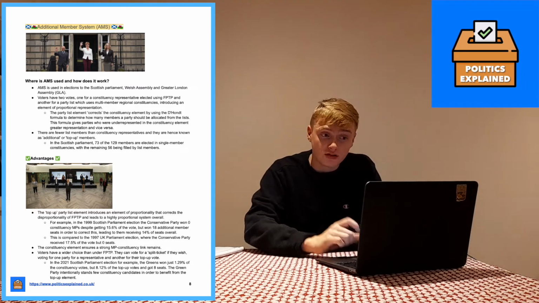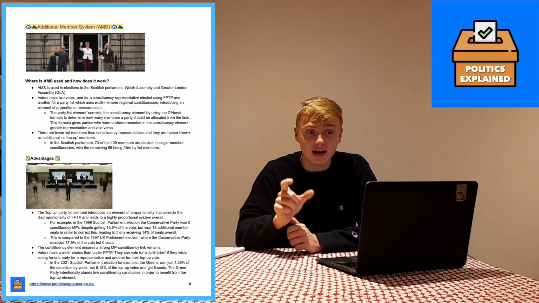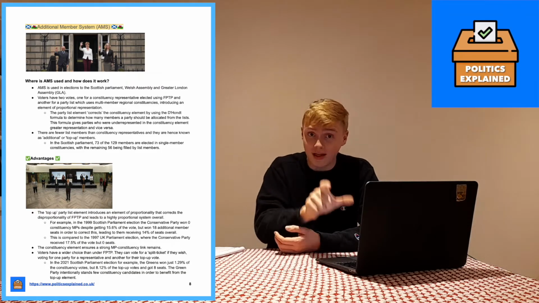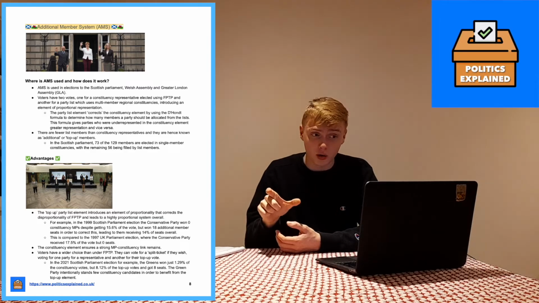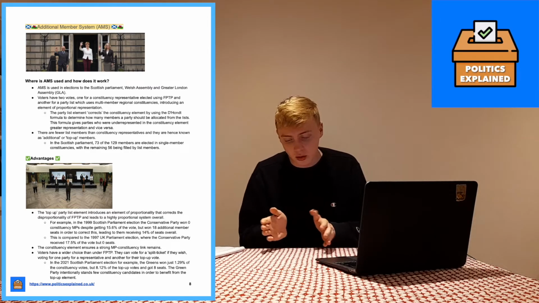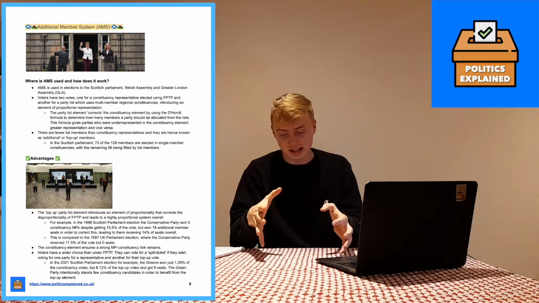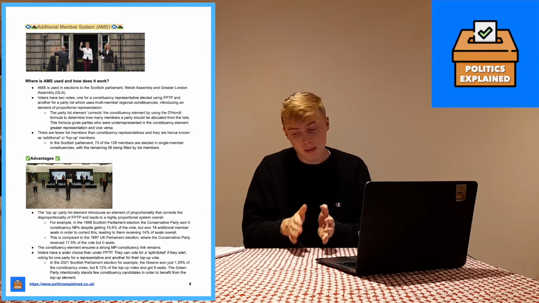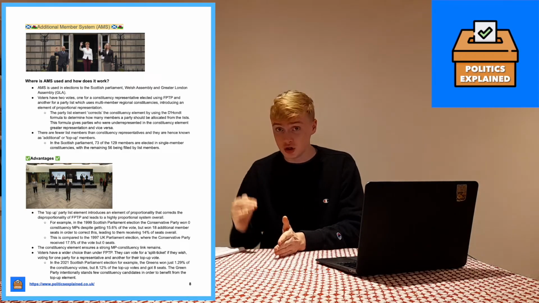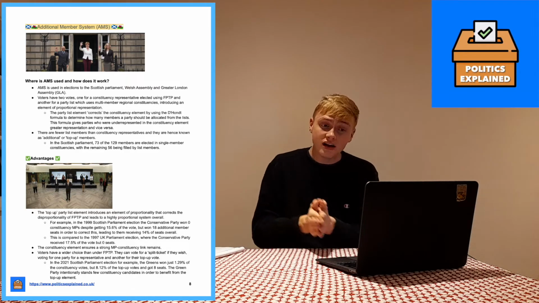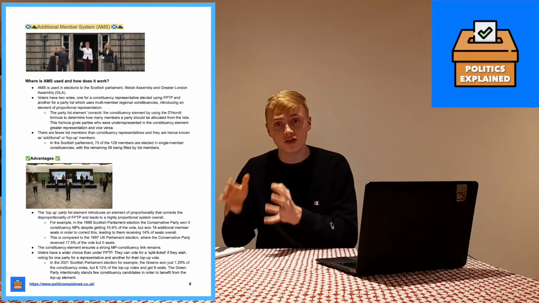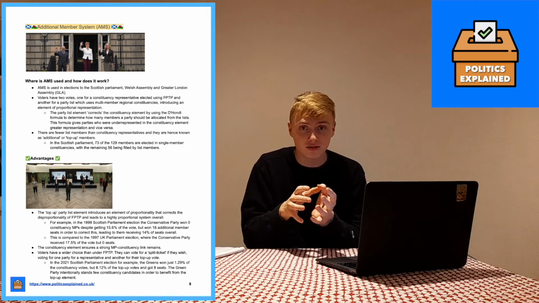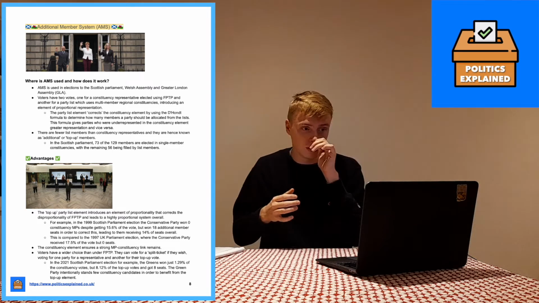Voters have two votes, one for a constituency representative elected using a similar first past the post system, so a simple plurality system for that first vote, and another vote for a party. So you vote for your local constituency for a member of parliament who's also going to belong to a party, but then you also have a second vote where you just choose between parties. And the idea is that that second vote, where you just vote for a party, corrects the first vote overall, and makes it a more proportional system.